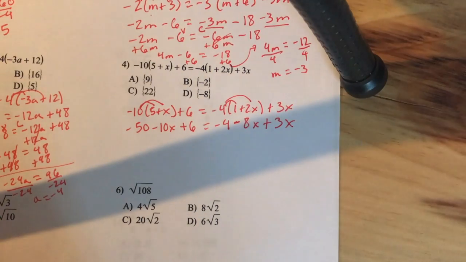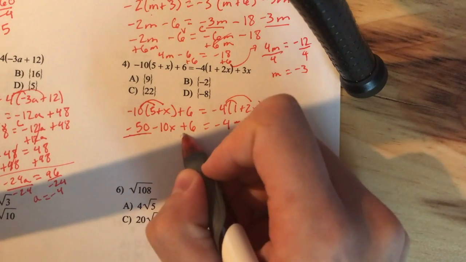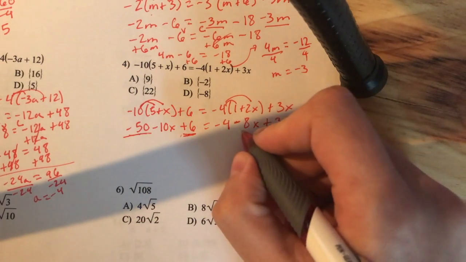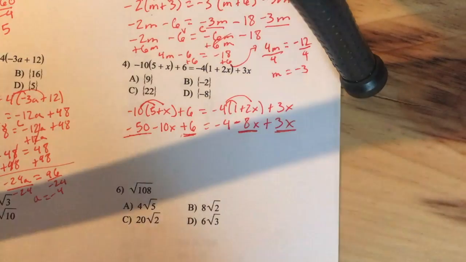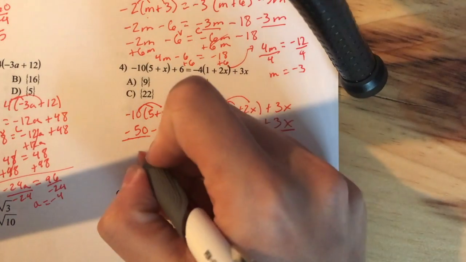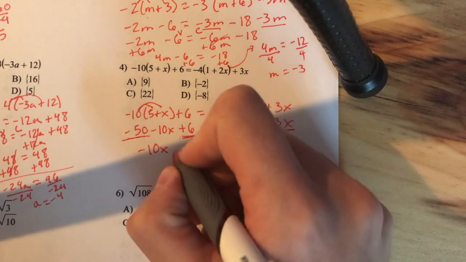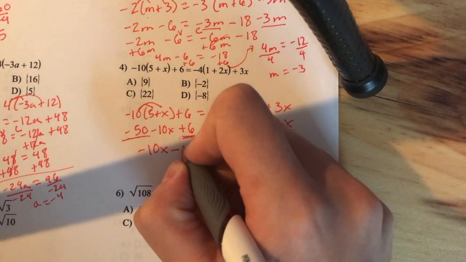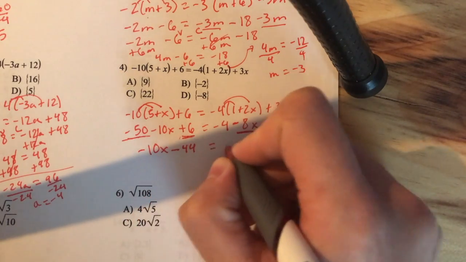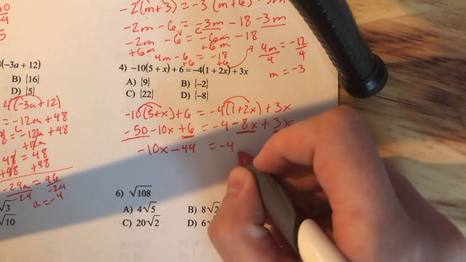And so now we have some terms that we have to combine that are similar. So we have negative 50 and 6. We gotta combine those. Then we gotta combine negative 8x and 3x on this side. So we use opposite operations every other time, but when we're working on one side of our equation, we don't use opposite operations. So negative 10x, negative 50 plus 6 is negative 44.